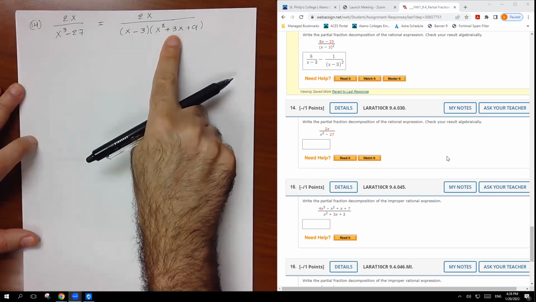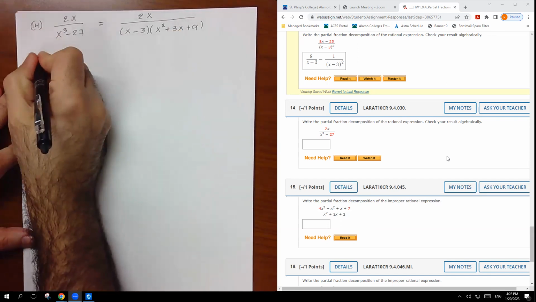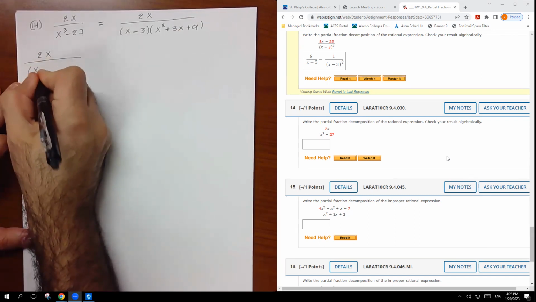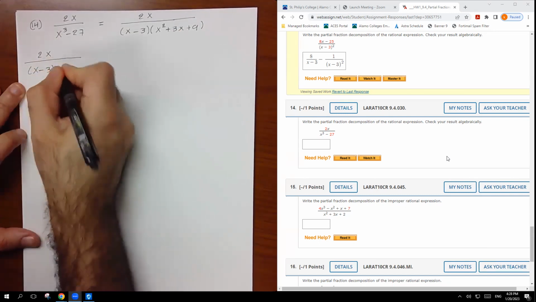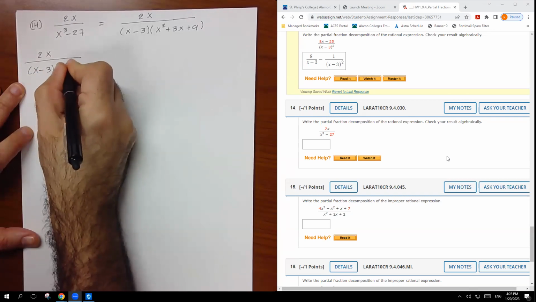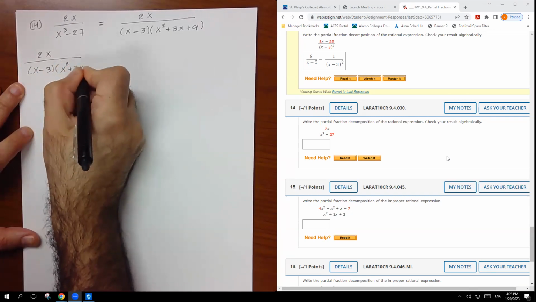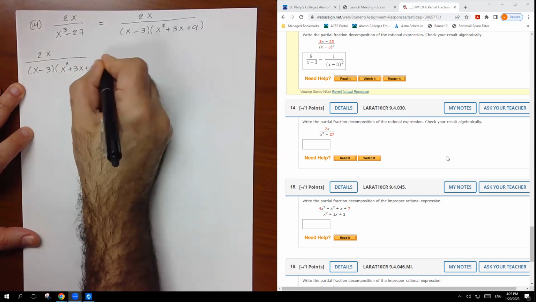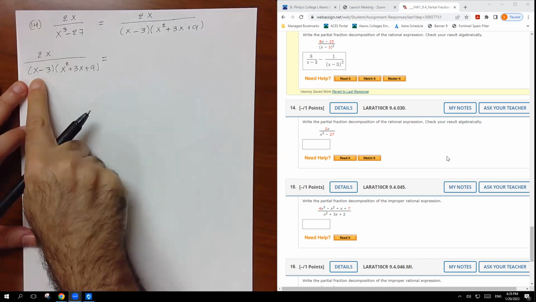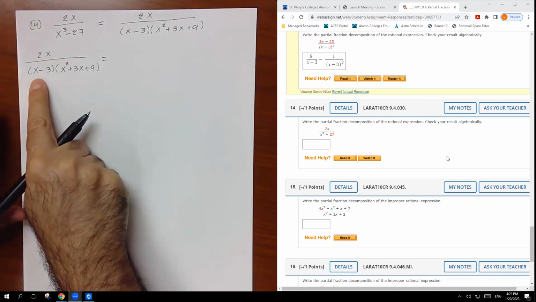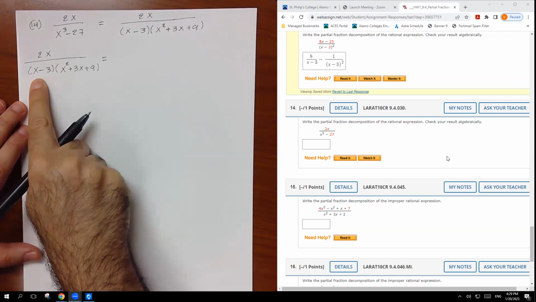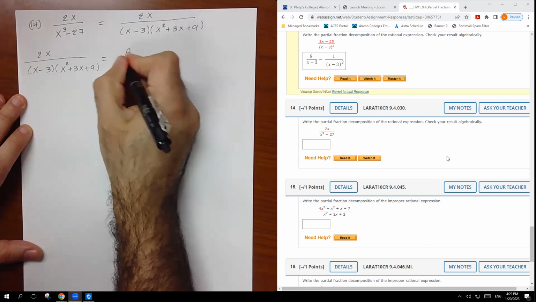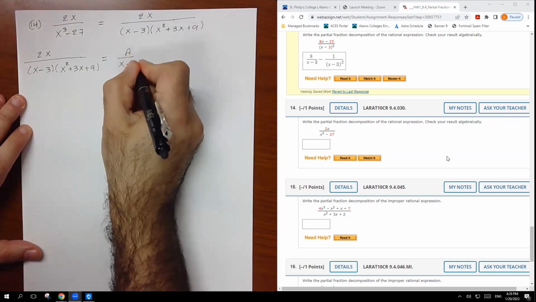So that's why I'm going to write this down again. It's 2x over x minus 3 and x squared plus 3x plus 9, and this is going to be equal to. If you look at the first factor, it is linear. That means we're going to write A over x minus 3.